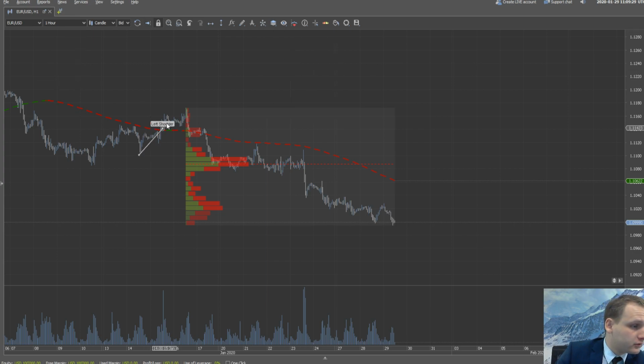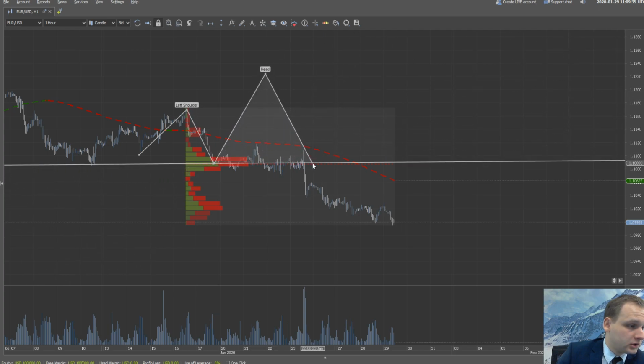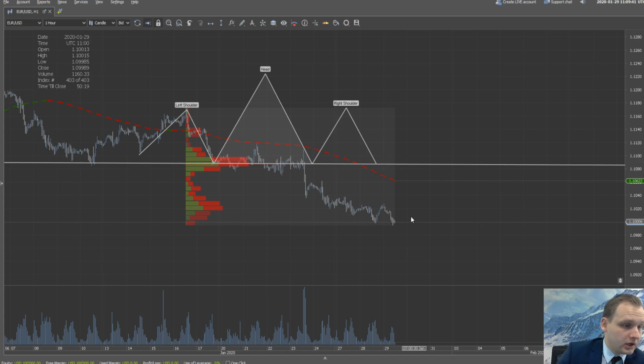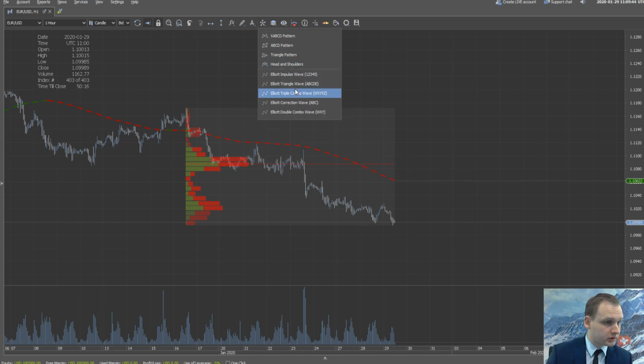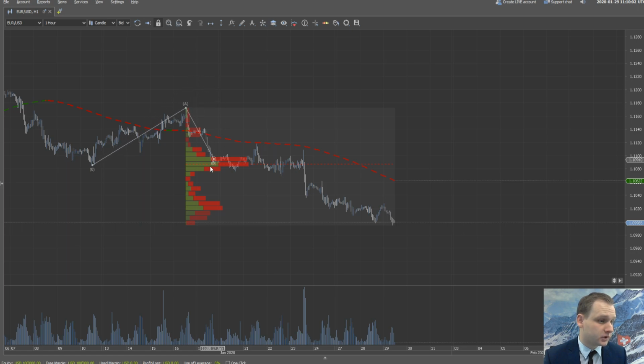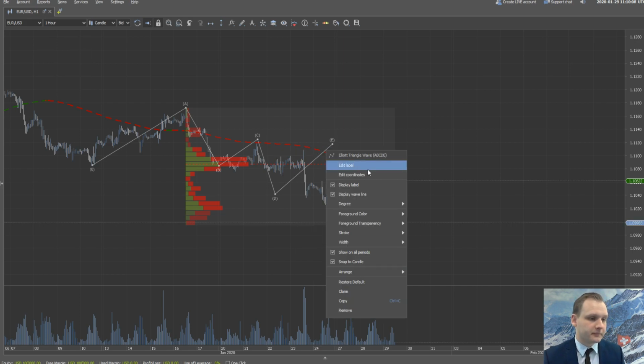Let's mess around with head and shoulders. One left shoulder, head, and then we got the level, looking for it. See, it's easier than just using lines. But what the guys told me to show you above all else is Elliott wave drawing. You got Elliott impulse wave, Elliott triangle wave, Elliott triple combo wave, Elliott correction wave, Elliott double combo wave. So the drawing is simple. Click, click, you can set it up as you want. And the same editing applies, colors and everything.